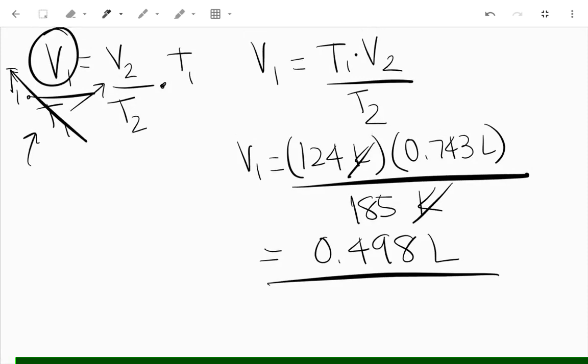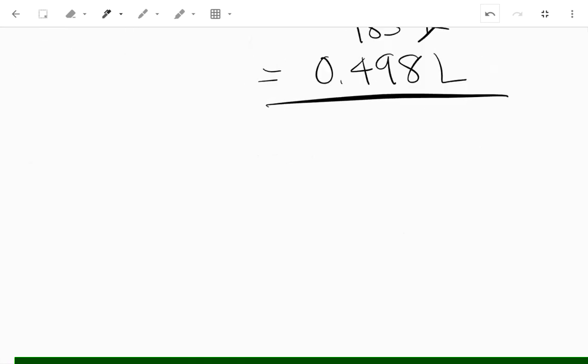Okay, so we finished Charles's Law. Charles's Law just basically explains the relationship between volume and temperature, which is directly proportional. And now we're moving on to Gay-Lussac's law. So I'm going to write it down here. Give me 1 second.